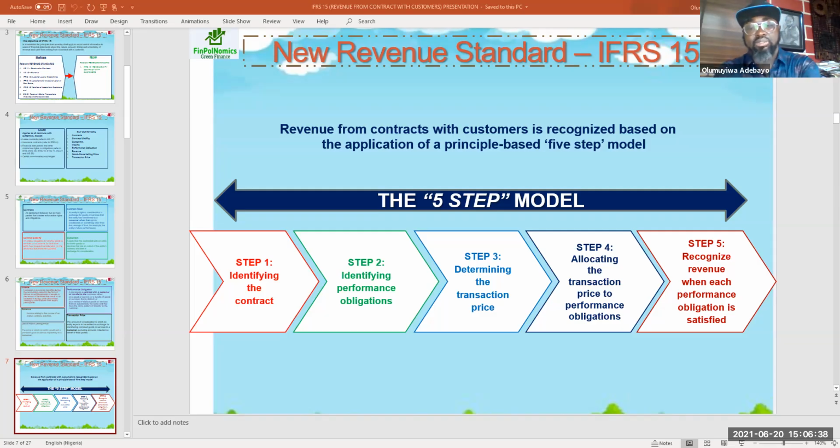Yesterday, in part 1, we introduced ourselves to the standards. Also, we tried to align where we're coming from on the perspective of IAS 18, IAS 11, and other interpretations to what we currently have under IFRS 15.